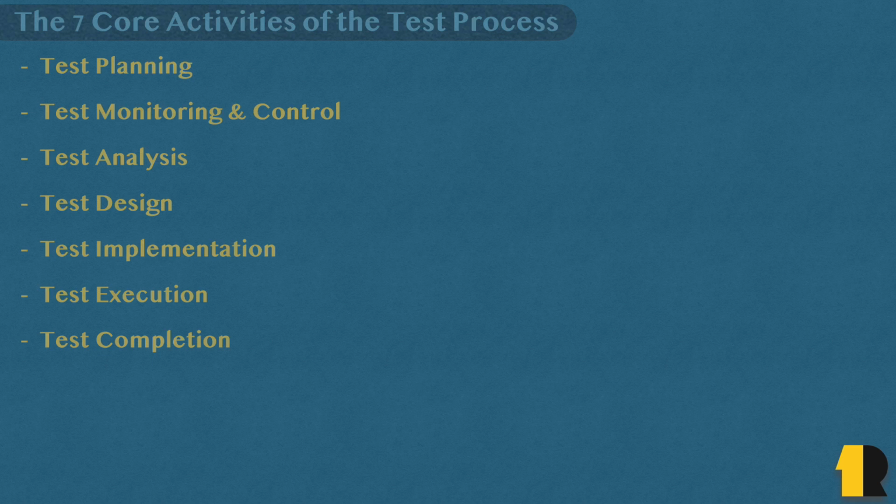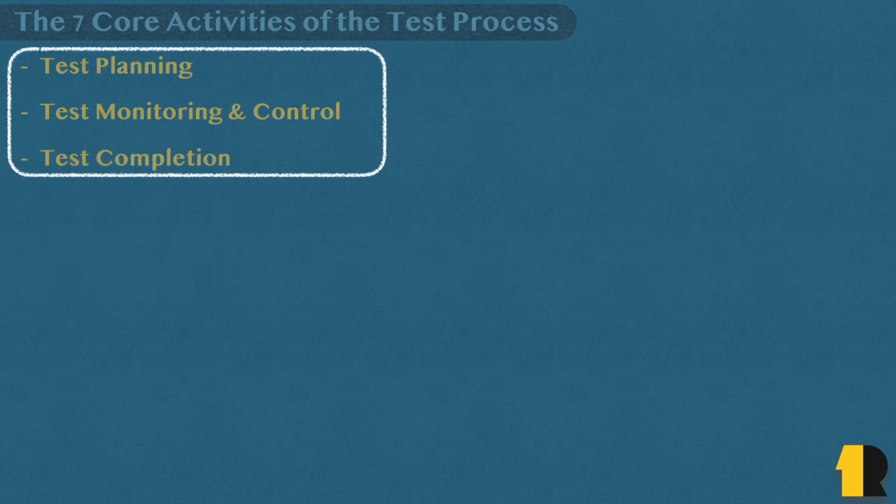Now, as test managers, you're naturally responsible for the entire test process. But, and this is super important, test managers are expected to perform 3 main activities by themselves: test planning, test monitoring and control, and test completion. These 3 activities fall under the full responsibility of the test managers. And because these 3 activities are super important, let's give them some extra focus.